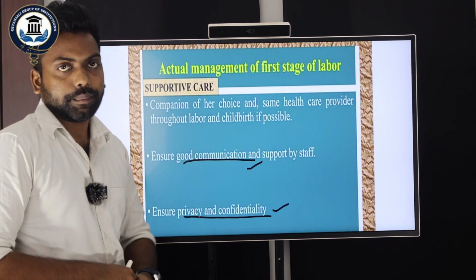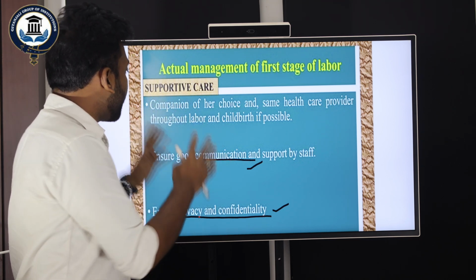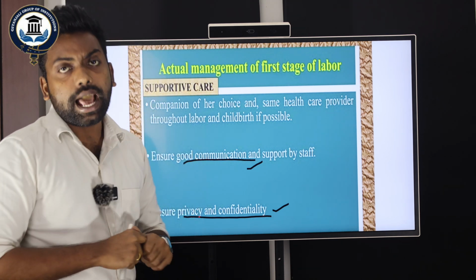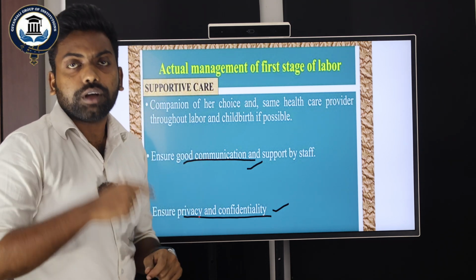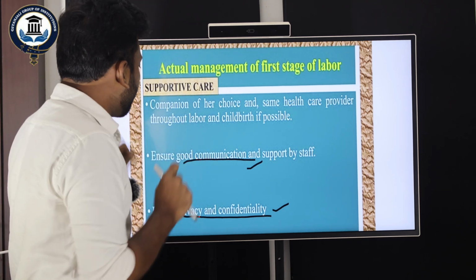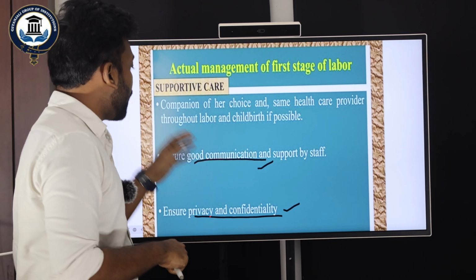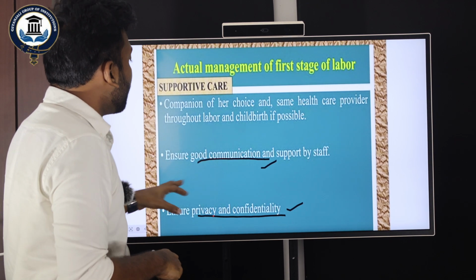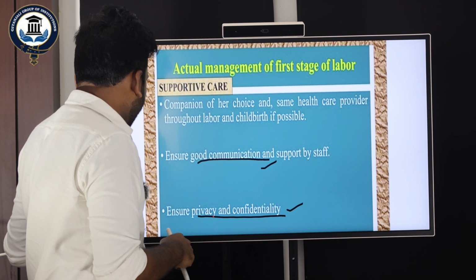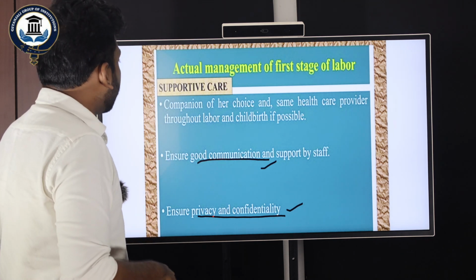The first one is support and care. Support and care is very important in the prevention of anxiety and depression for the mother. Before going to the labor room, the mother has so much depression and anxiety. In such cases, being the staff, the medical person, we must communicate with the mother nicely to prevent anxiety, and ensure privacy and confidentiality. So this is very important for support and care.